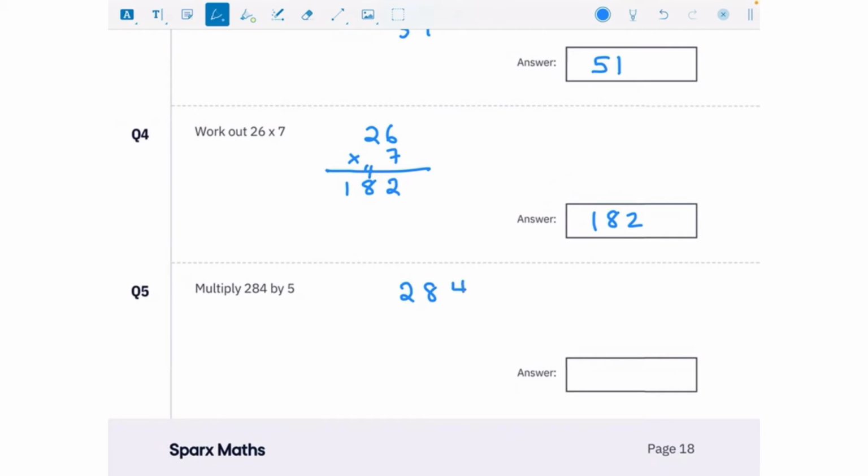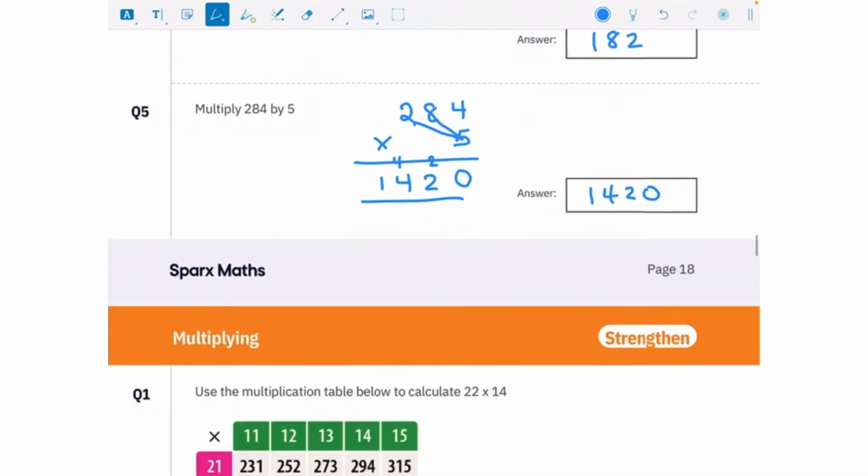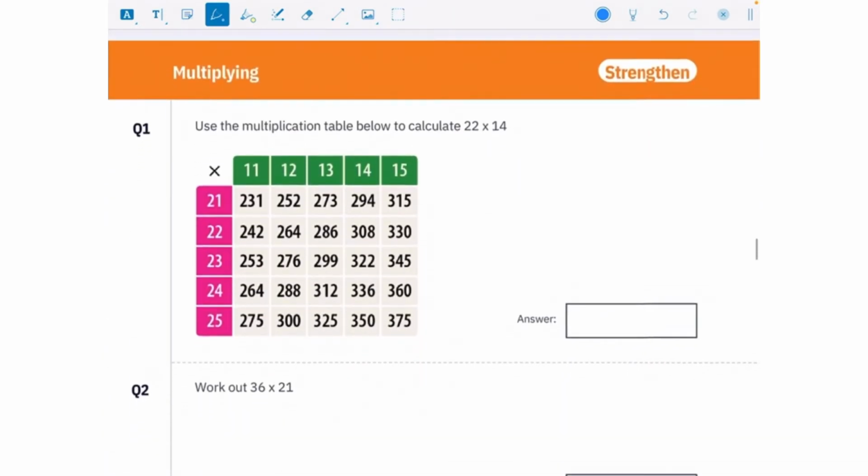Same method here. 284 times by 5. 5 times 4 is 20. So 0, carry the 2. 5 times 8 is 40. Add the 2 is 42. So 2, carry the 4. And then 5 times 2 is 10. Add the 4 is 14. So we've got 1,420.